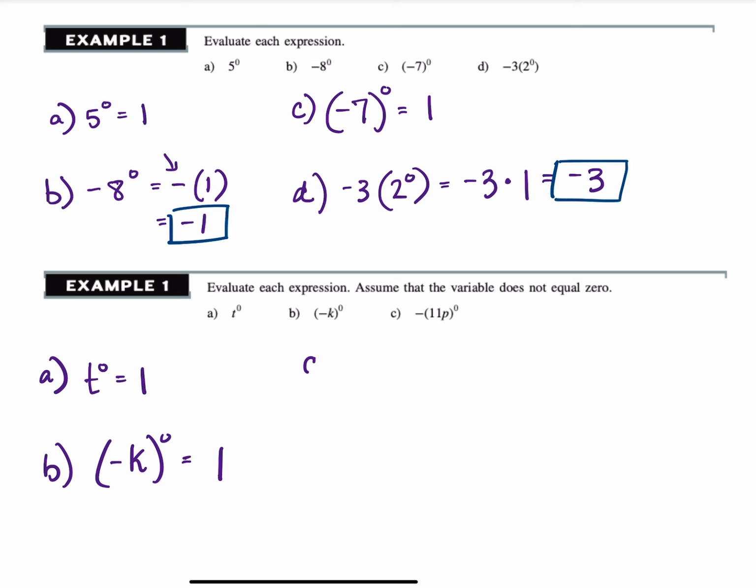Then part C, we have negative on the outside times 11p to the 0 power. So even though there's two things happening here, this will all reduce to 1, and then the negative will apply on the outside. We could even distribute that 0 power like we did in our last section and see that as 11 to the 0 power times p to the 0 power. So that'll still give us a positive 1. 1 times 1. But then we would need to apply the negative, which is on the outside. So this is like negative times 1, so negative 1.